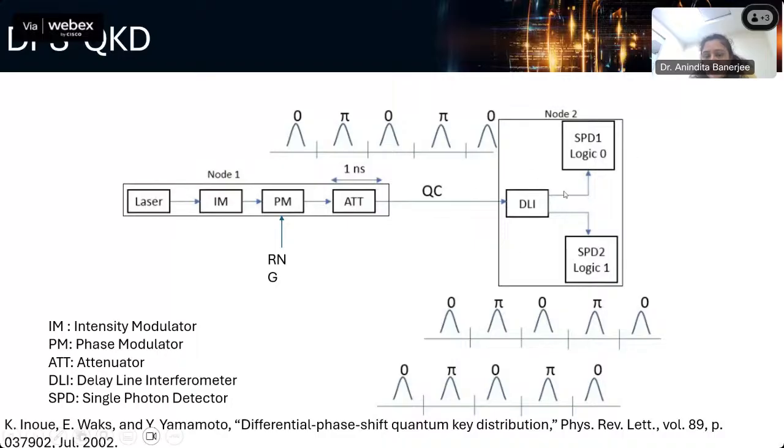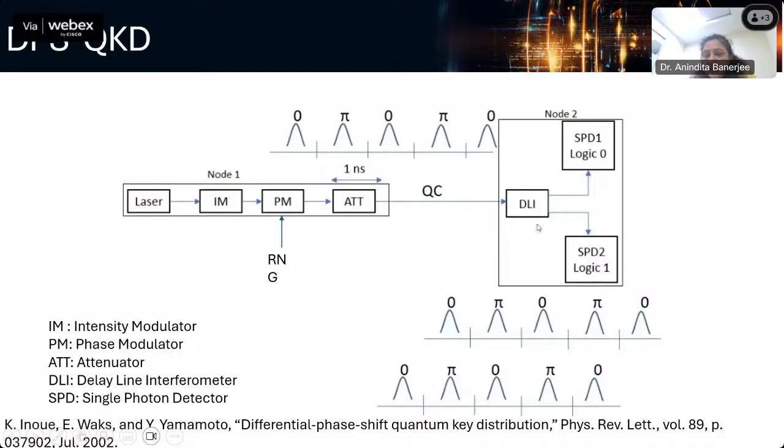So you have a DLI. Last presentation, I spent some time on an interferometer. An interferometer is also part of your course. Whenever there is an interferometer, most of the time we are working on phase. I think there is also a single photon interferometer experiment based on polarization, where we have the PBS and mirrors and polarized states. So here, this is a phase encoded setup, and we have a delay line interferometer.